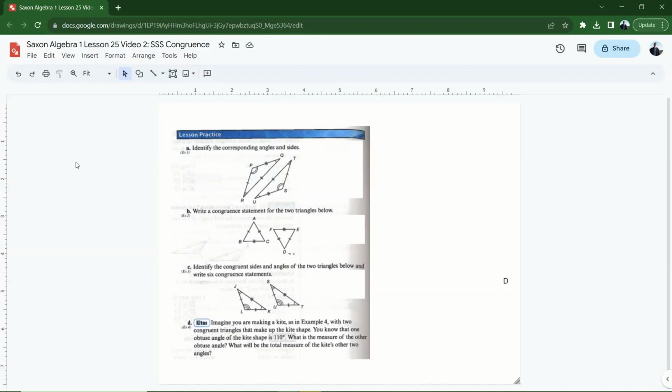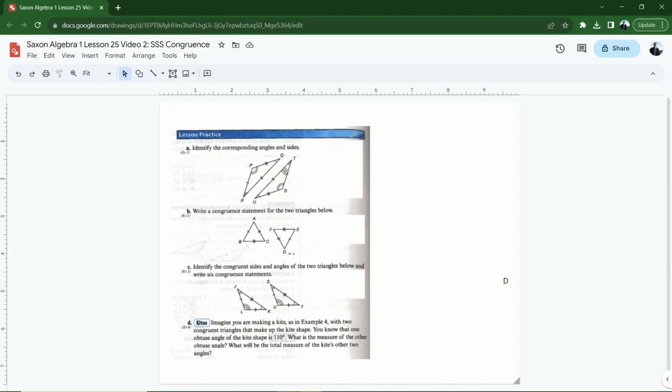Welcome back, geometry students. In this part of the lesson, we're going to go through the lesson practice for our side congruence lesson. All right, so the first one, we need to identify the corresponding angles and sides in these two triangles. And we know that there's going to be 6 total corresponding parts. Corresponding parts of corresponding triangles are congruent.